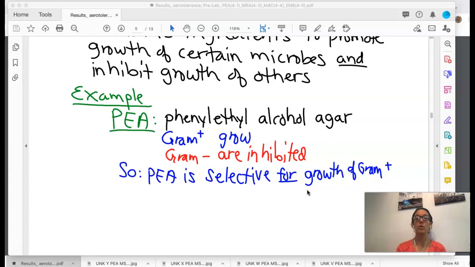If we streaked an organism on PEA and TSA, and it grew really great on the TSA, the non-selective media, the media that supports the growth of everything, but it grew poorly on the PEA, we would deduce that that organism is gram-negative because PEA inhibited.